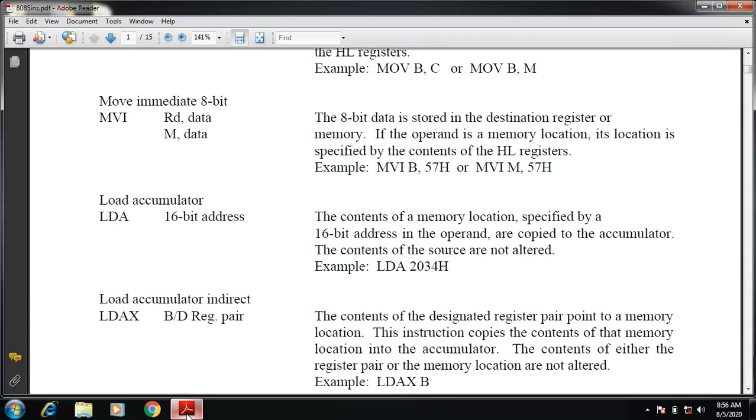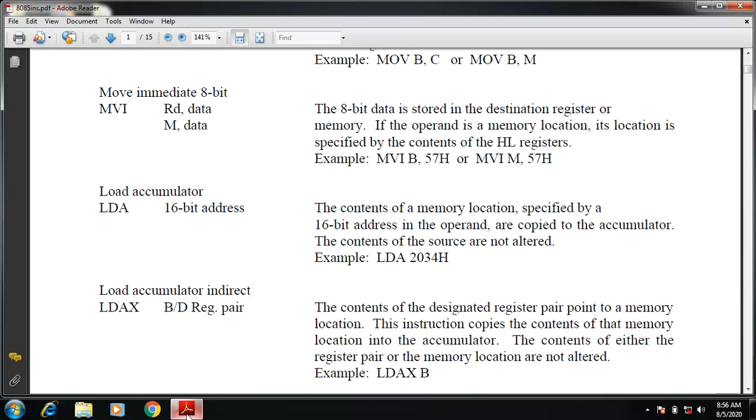Okay, next, the third one, LDA. LDA means load accumulator. The content of a memory location specified by a 16-bit address in the operand is loaded. One example is LDA 2034H. So 2034H is the memory address. The content stored at that memory address will be loaded into the accumulator, that is copied to the accumulator. So this is the meaning of load accumulator.